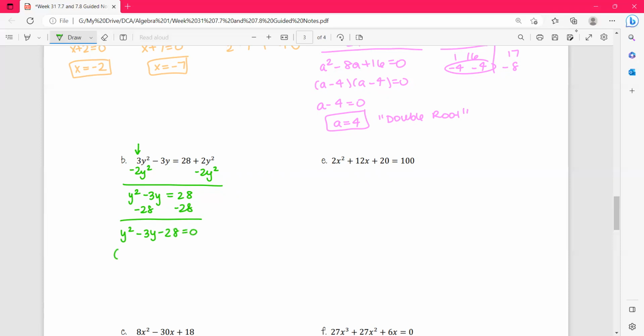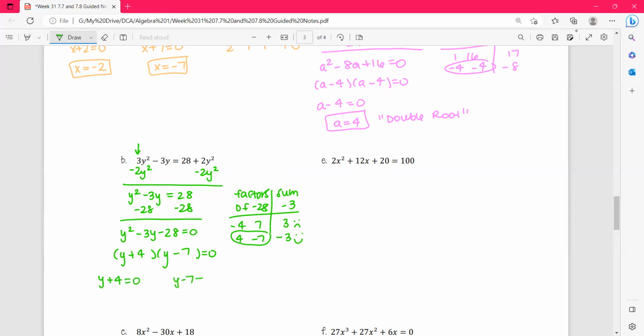And then we go to making the chart because we are ready to factor once everything is on one side. I need factors of negative 28. Sum is negative 3. Let's think about 4 and 7. So negative 4 and 7 give me 3. Doesn't work. 4 and negative 7 give me negative 3. It does work. Those are my winning numbers. Plus 4 and a minus 7. And then we go to solve. We have to take it one step further because I'm solving now. Set these both equal to 0, and my answers are negative 4 and 7.